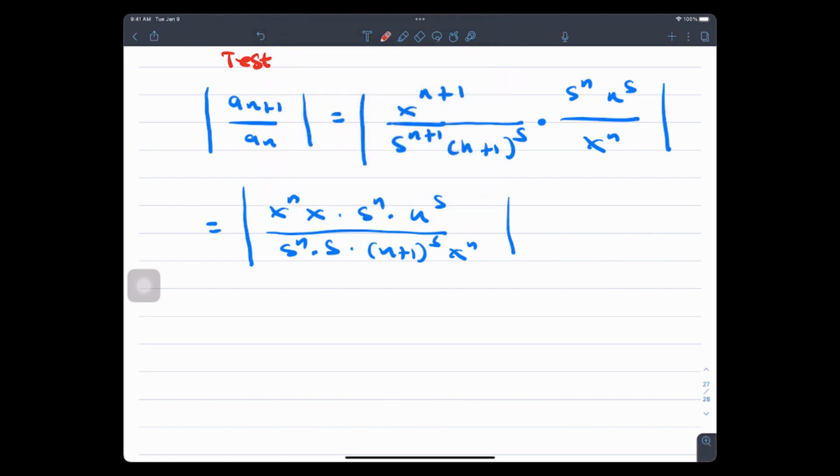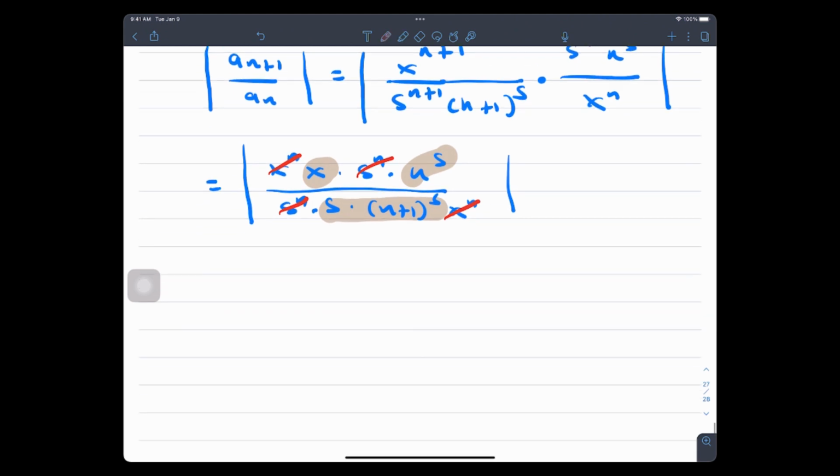So when you cancel, you go, oh, I get rid of my x to the n's. I get rid of my 5 to the n's. And it looks like that's it. You might want to go back and see what's here. x, n to the fifth power, 5, n plus 1 to the fifth power.